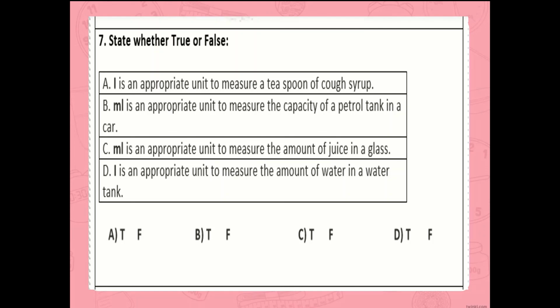Question number 7. We have to write true or false. A. Liter is an appropriate unit to measure a teaspoon of a cough syrup. Is it true or false? You have to mention here. B. ml, milliliter, is an appropriate unit to measure the capacity of a petrol tank in a car. C. Milliliter is an appropriate unit to measure the amount of juice in a glass. D. Liter is an appropriate unit to measure the amount of water in a water tank. So just find out, is it true or false?